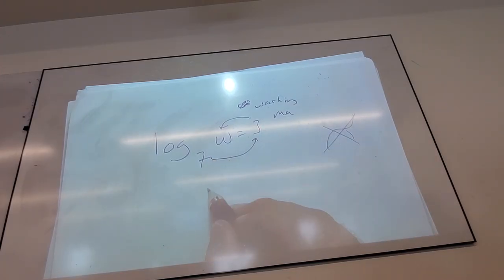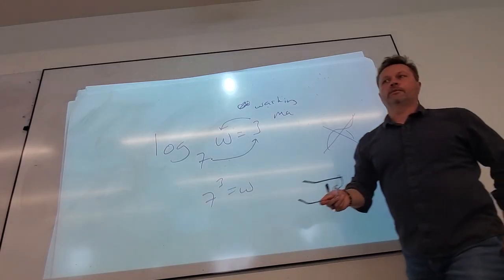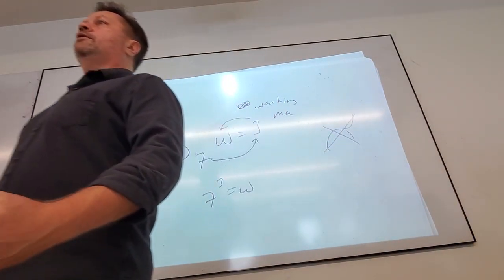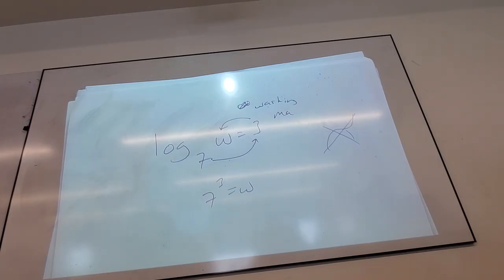So 7 to the third power is w, and very quickly, we don't have time to talk about logarithms. If you don't know logarithms, you should know logarithms. Go figure it out. Come to see me, go to tutors, something. But the answer to a log is always a power. It's the power the base needs to become the inside.